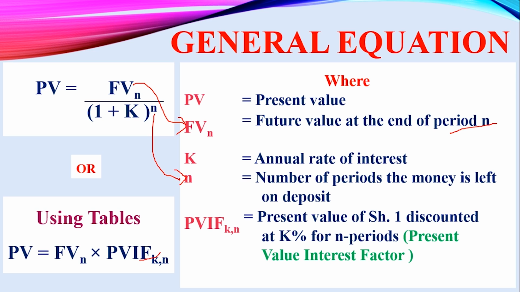Then we have the PVIF, which represents the present value interest factor, which is normally obtained from the tables. And this represents the present value of 1 shilling when it is discounted at K% for N periods. And our K here simply represents the annual rate of interest, that amount that you'll earn from investing in that given account.